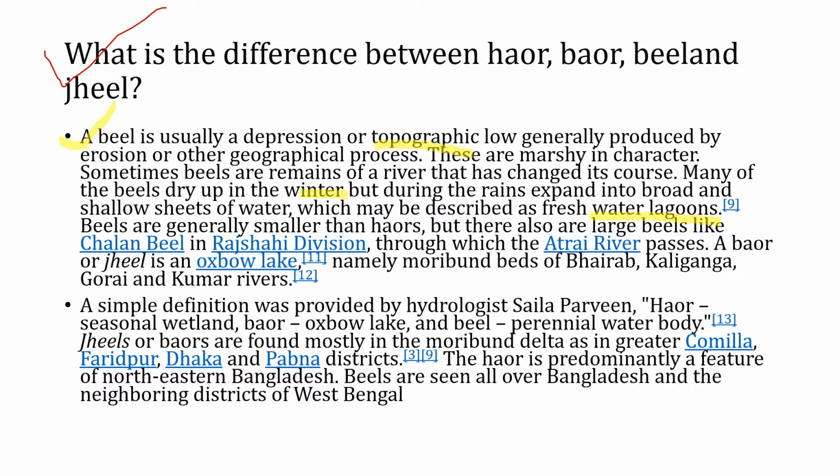So a beel could be described as a fresh water lagoon, and beels are generally smaller than haurs in size, but there are some beels that are large in size, like Chalan Beel in Rajshahi division, and Baur or Jhil is actually an oxbow lake. These two things, Baur and Jhil, are actually like lakes.